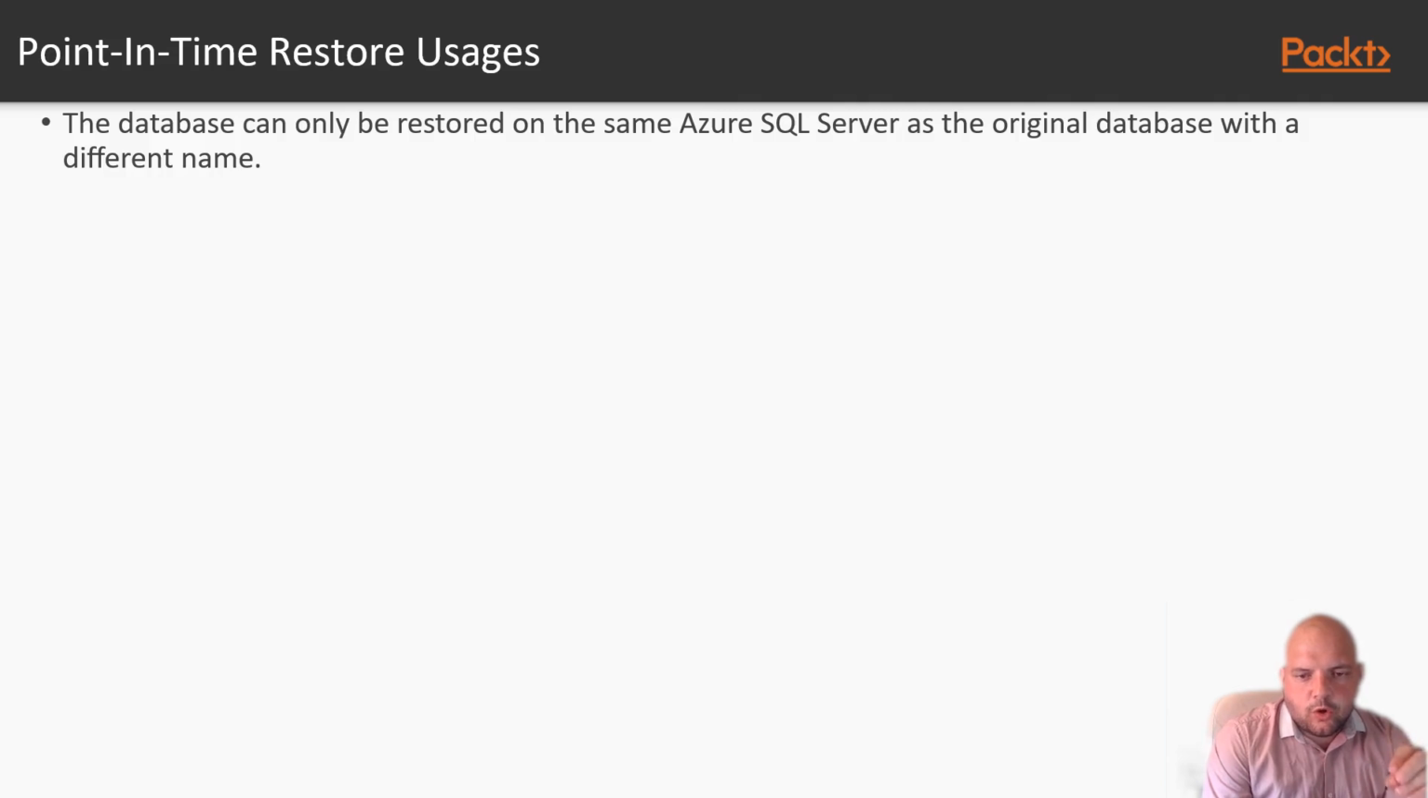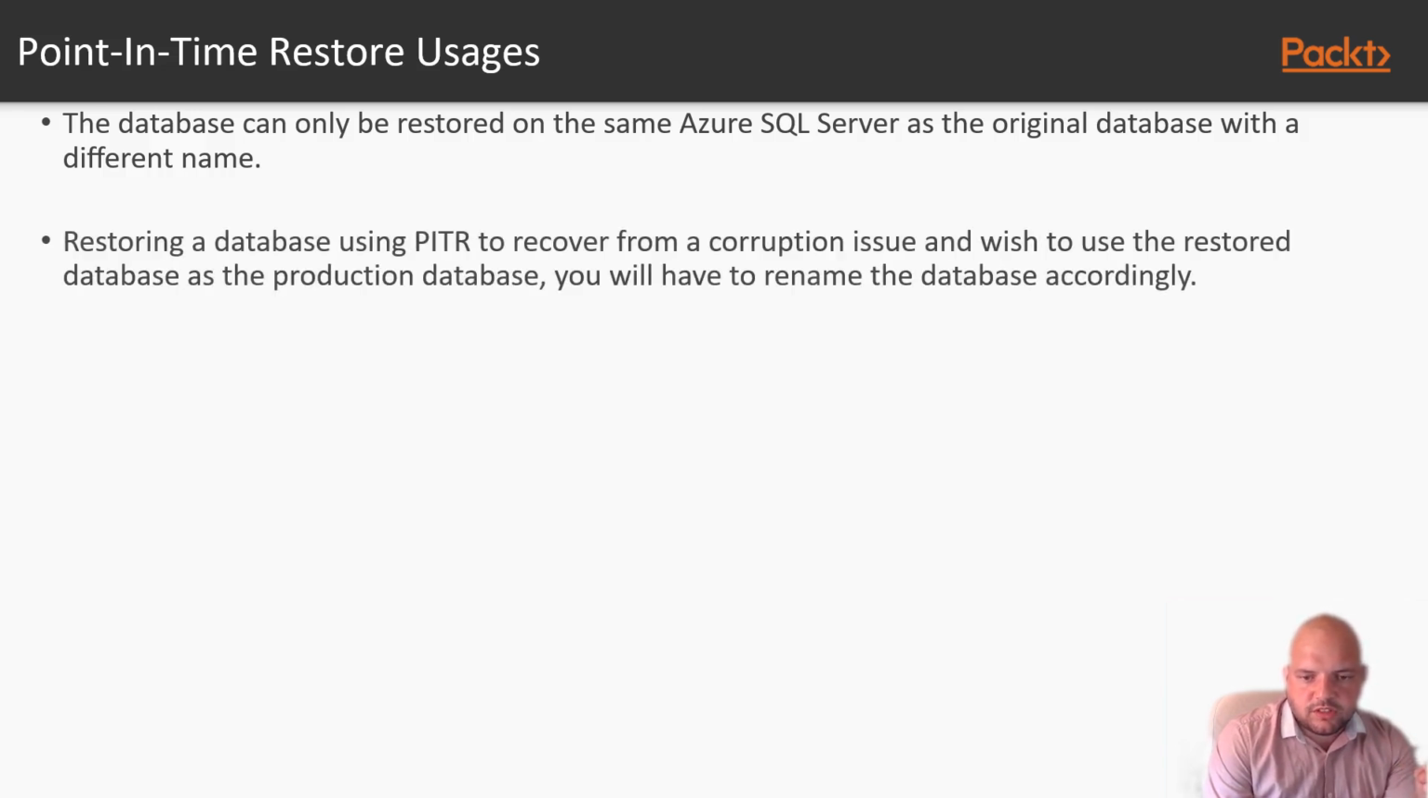The database can only be restored on the same Azure SQL Server as the original. This is one of the limitations of Azure SQL Database. The restore can only be performed on the server in which the original database came from. If you're restoring a database using point-in-time restore to recover from a corruption issue and you wish to use the restored database as the production database, you will need to rename the database accordingly.